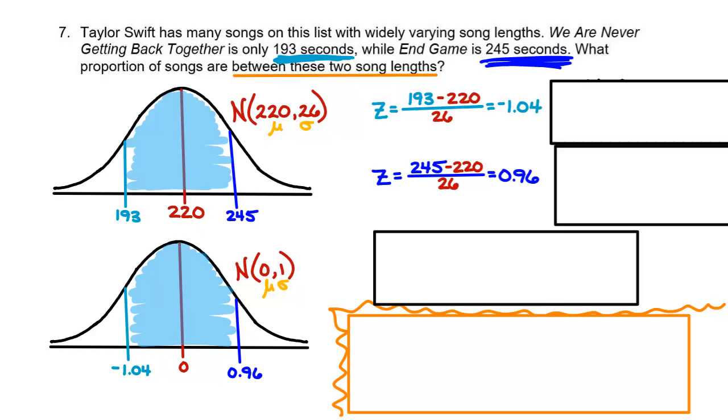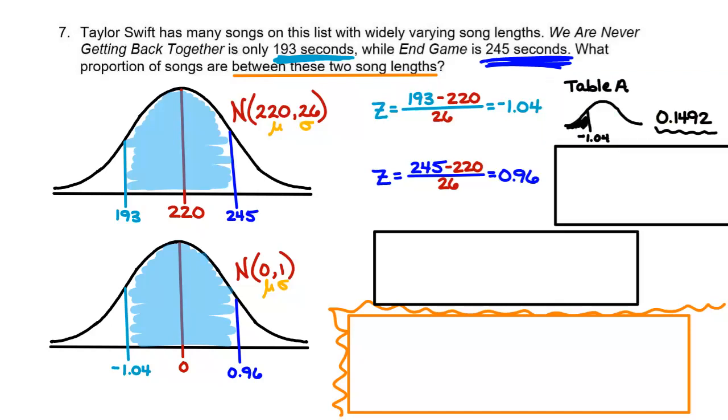What is the area for negative 1.04? 0.1492. I drew a little sketch of what that means. You don't have to have a little sketch, but I want to make sure that we really understand what we're looking at and what we're finding. So the area from right here to the left, is that the area I'm interested in?